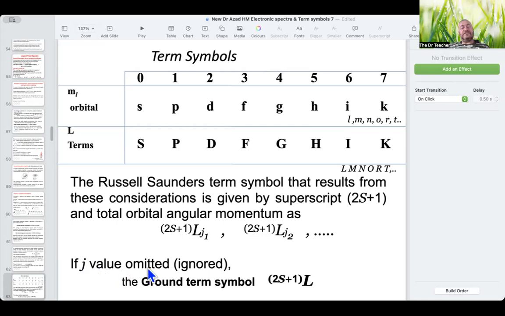So if the J value is omitted, it is the ground term symbol. Sometimes we ask, what is the ground term symbol? So you ignore the J. You only use this equation and count which number will be at the top here.